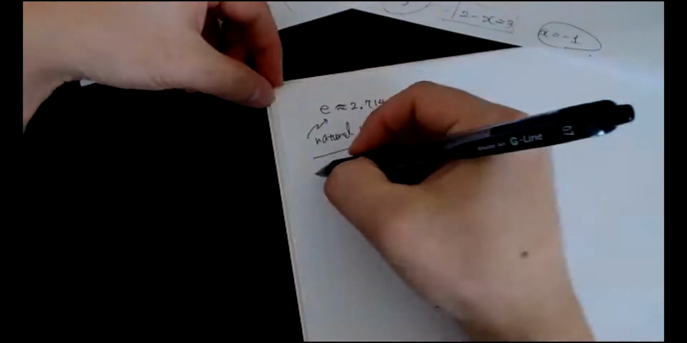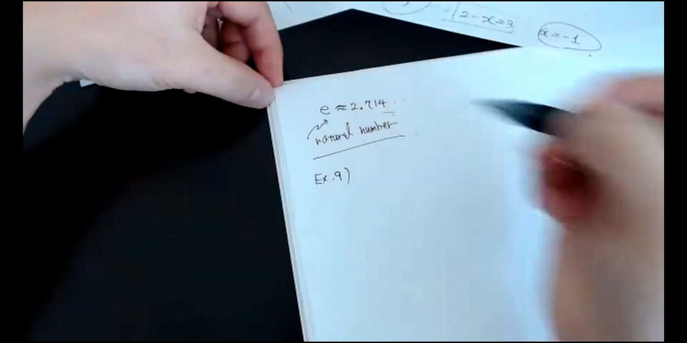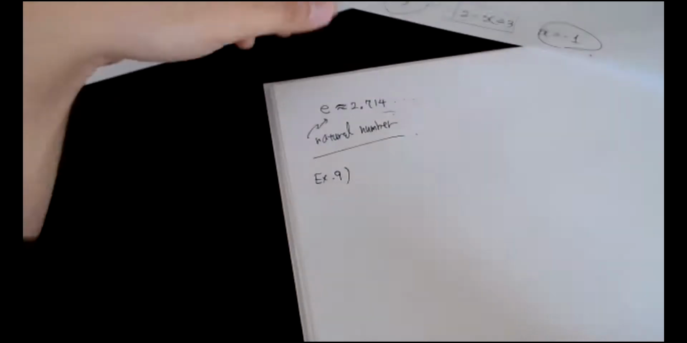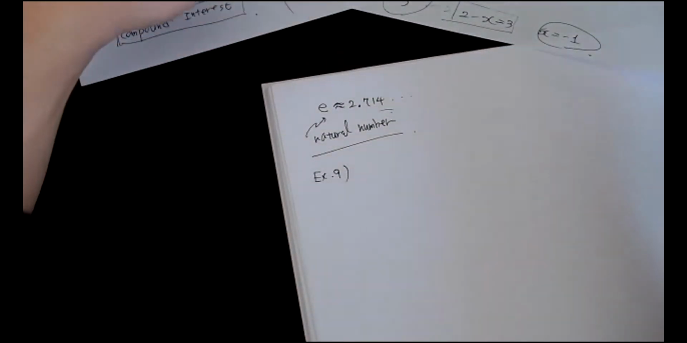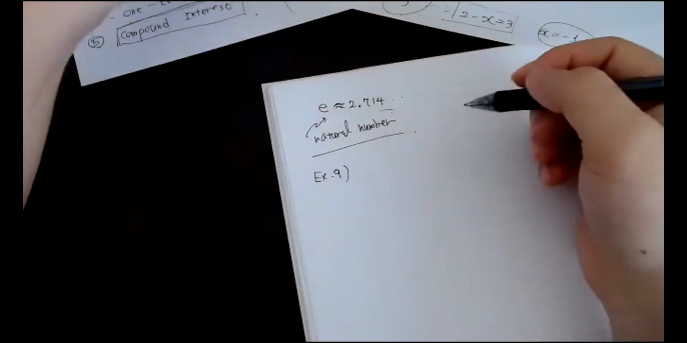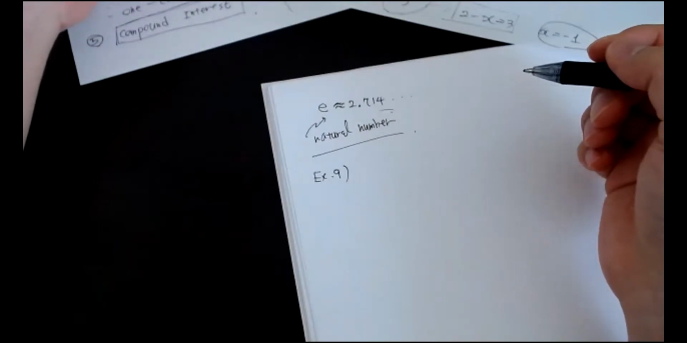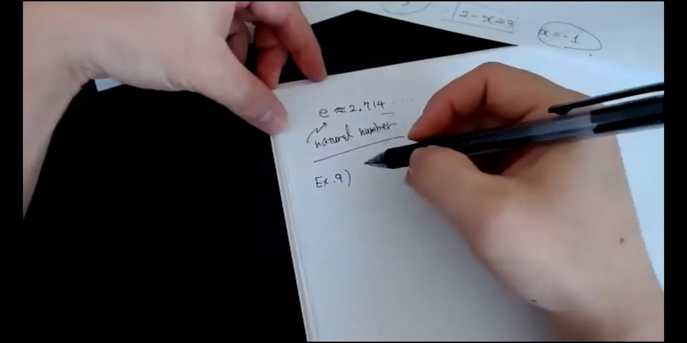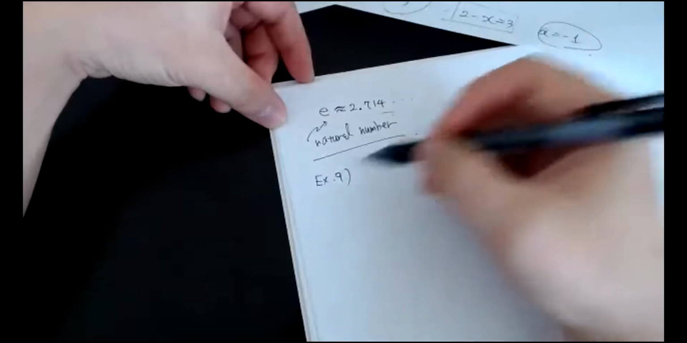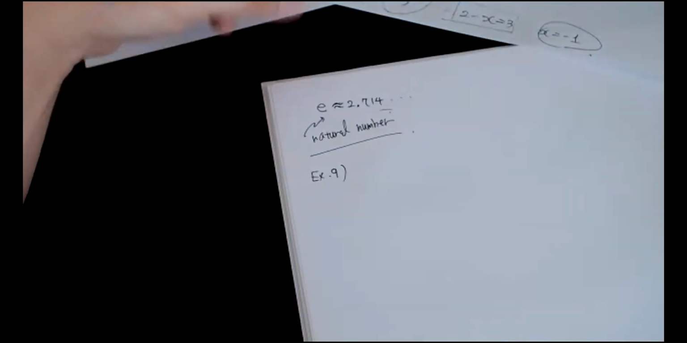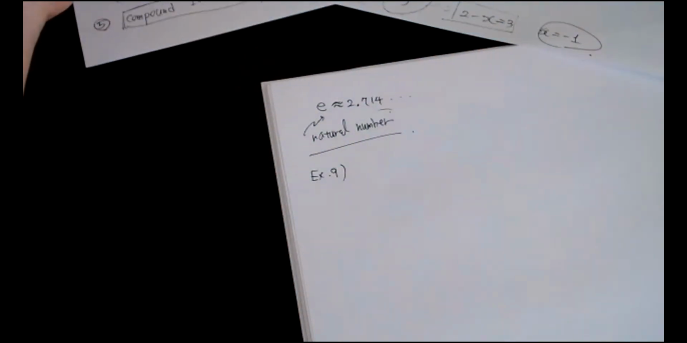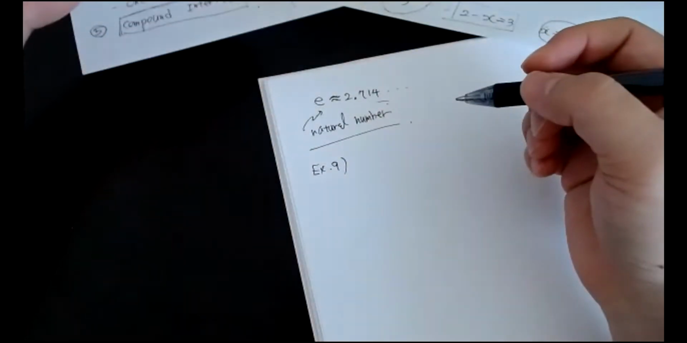Let's see example 9 as an example of compound interest. Just keep in mind there is compound interest and then continuous compound interest. So example 9 is this. Let's show the textbook. Let me just copy this. So these are the problems.